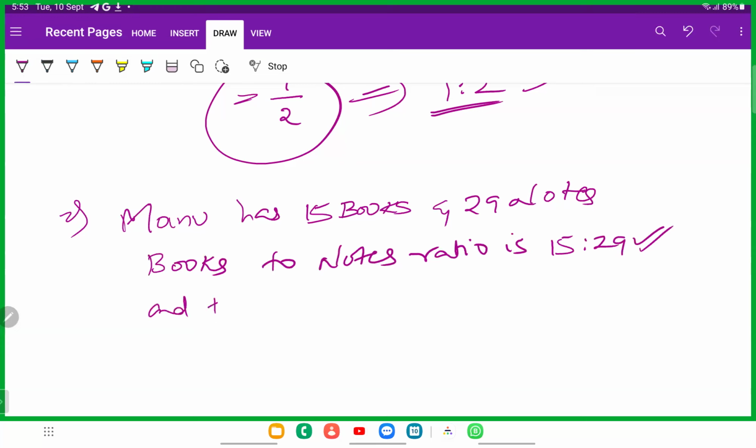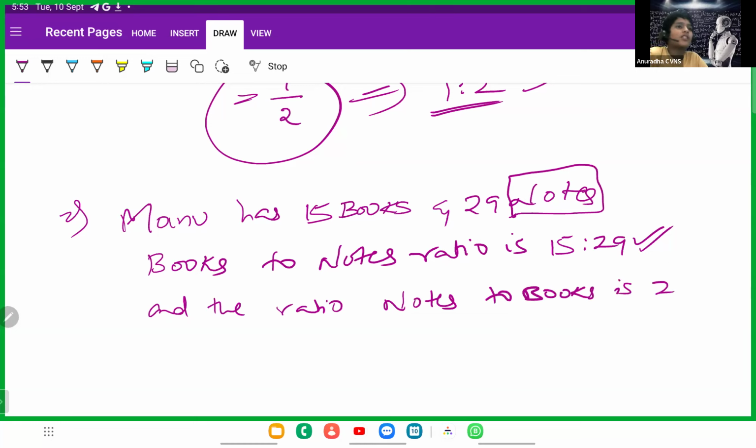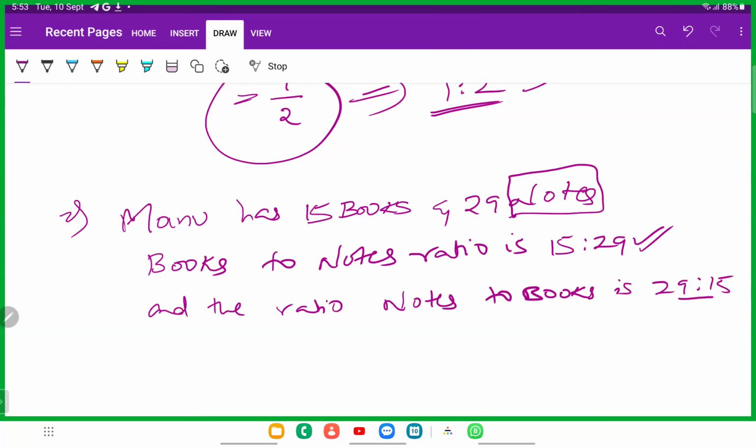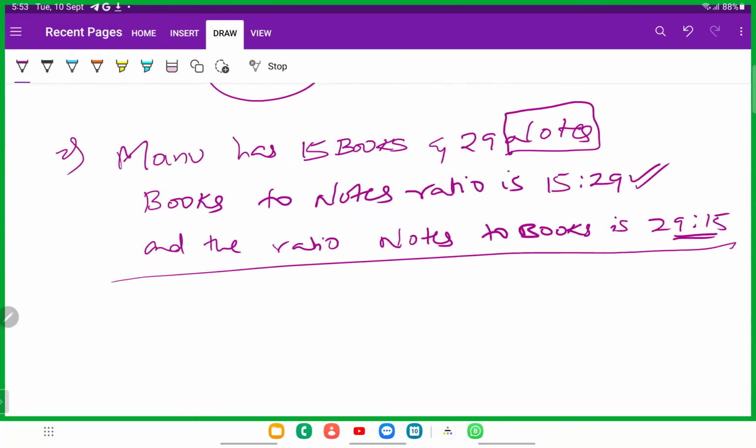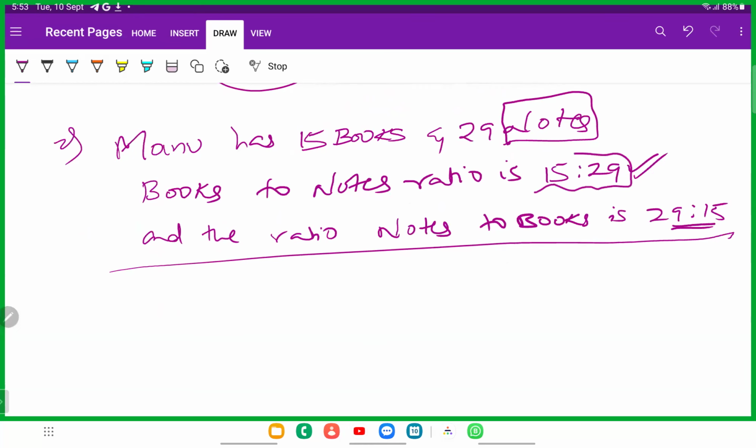And what is the ratio? Sir, notes. What is written after 29 in the first sentence? Notes. And the ratio notes to books is what? 29 is to 15. Okay. So in this way we can write it out. So to define you this, I just wrote.